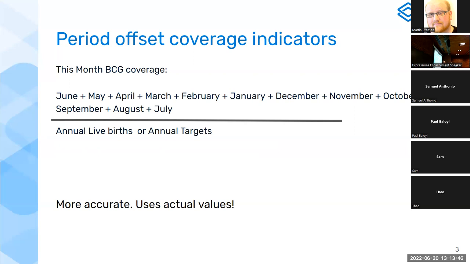But I'm really curious if someone could put this into their clone or their test instance of the country database and see what the actual difference is between a period offset coverage indicator versus an annualized coverage indicator. When I say annualized, I mean you tick the annualize button. Does this make sense? Any questions? Is it confusing? Yeah, of course.